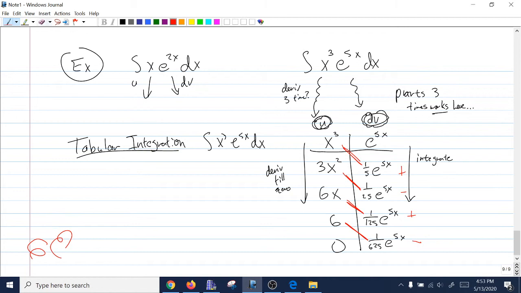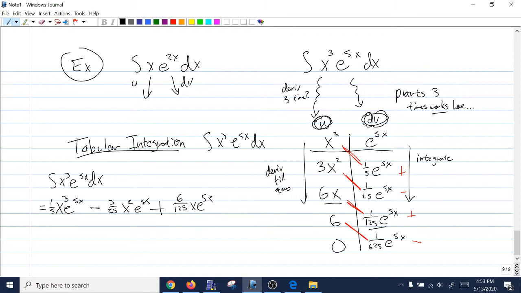I can write down my answer. The integral of x cubed e to the 5x looks like it's x cubed times 1/5 e to the 5x. This was a positive one. Minus 3/25 x squared e to the 5x. Plus, this times this is 6/125 x e to the 5x. Minus this one is 6/625 e to the 5x plus a constant.